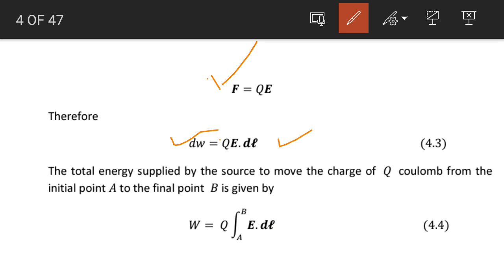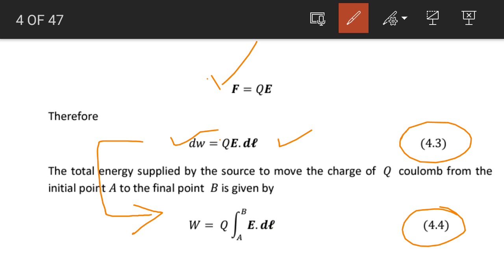And if you want to find out the total energy which is supplied by the source to move this charge of Q Coulomb from the initial position A to the final position B in the direction of the electric field intensity, we integrate equation number 3, and the integration of equation number 3 gives you the total energy which is supplied by the source to move this charge of Q Coulomb from the initial position A to the final position B. So this much energy is supplied by the source to move this charge of Q Coulomb from the initial position A to the final position B.